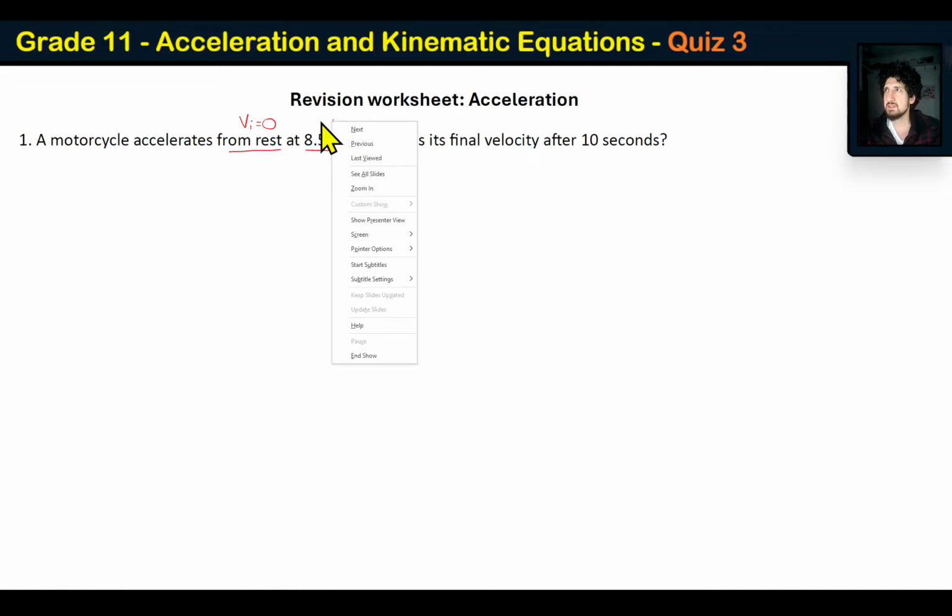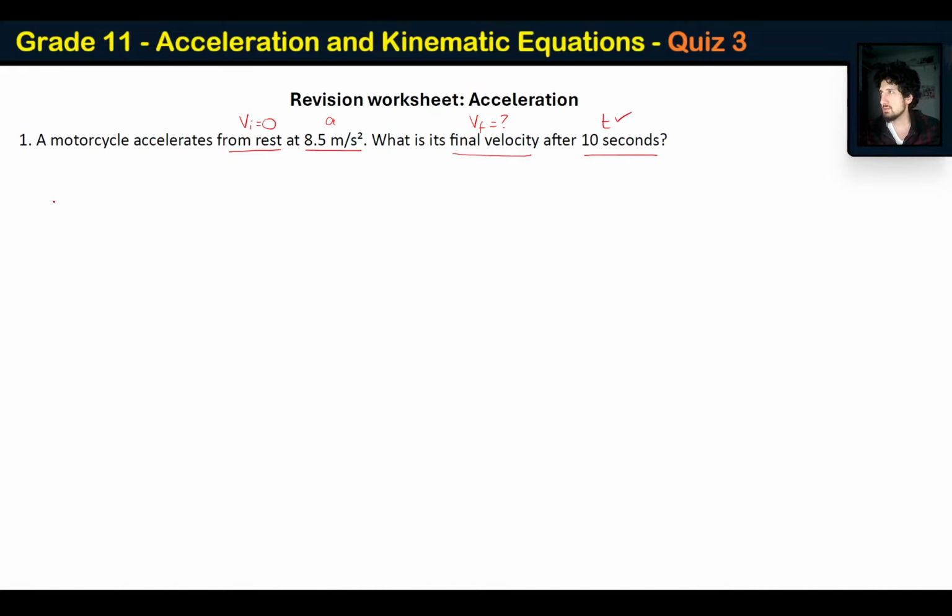Now, how do I know that's acceleration? If I'm in doubt about whether this is acceleration or not, just look at the units: meters per second squared. That's the unit for acceleration. The unit for velocity is meters per second, the unit for displacement is just meters, and the unit for time is seconds. What is the final velocity? This is what the question wants, the final velocity. We don't have that. And then after 10 seconds, that's the time, and we do have the time.